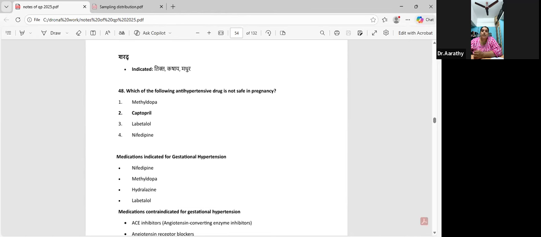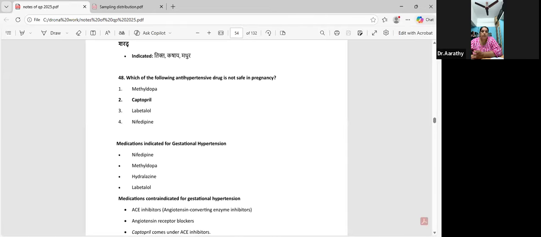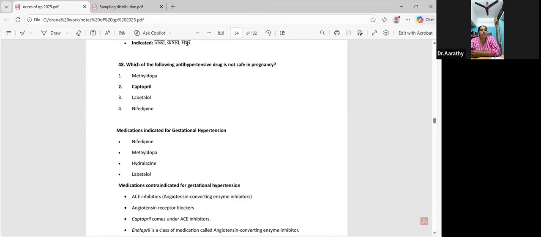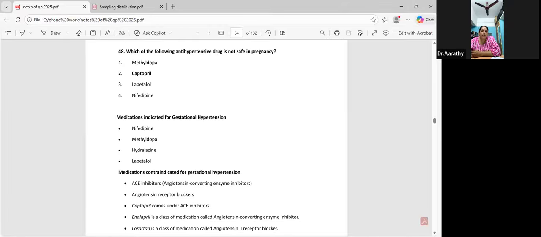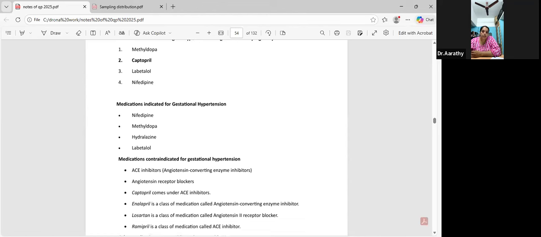And 48, which of the following antihypertensive drugs is not safe in pregnancy? So for a previous question, I told you about the antihypertensive drug classification. So here, gestational hypertension drugs which are safe in pregnancy are given. So nifedipine, methyldopa, hydralazine, labetalol, these are some of the medications indicated in gestational hypertension.